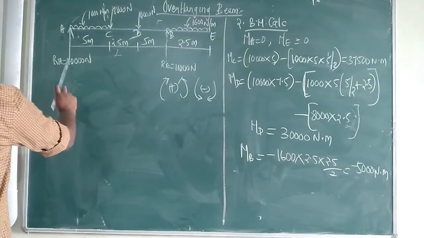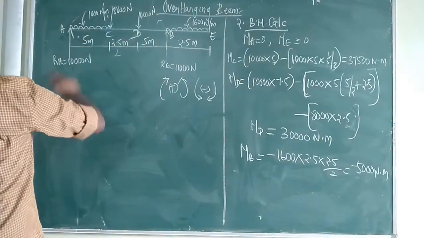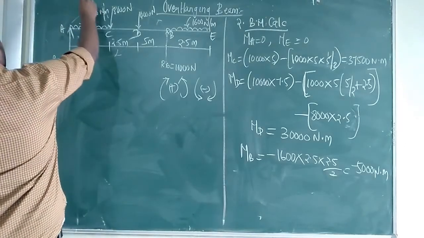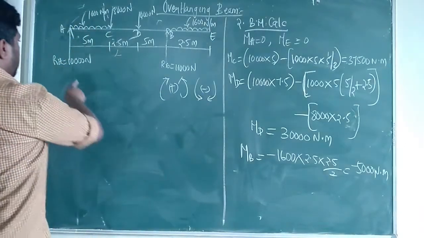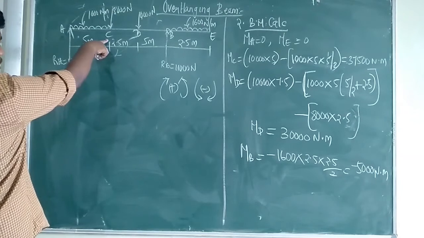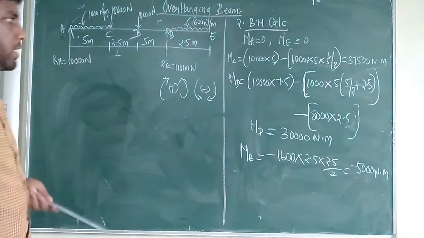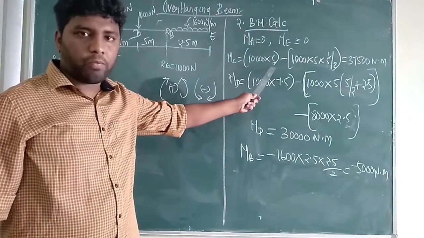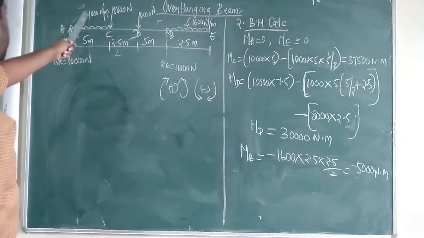So it is in this direction. From here to here it is in this direction. This is what? In upward direction. Upward direction it is positive. So 10,000 into what is the distance till C? It is 5 meter. So 10,000 into 5. Okay. Then this load.